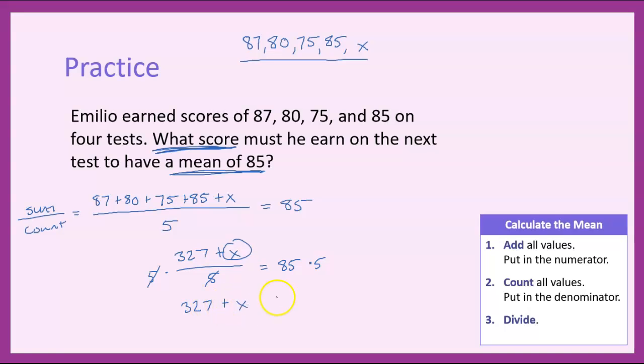327 plus x is what's left over here. 85 times 5, I'll do in my calculator. That is 425. Now we just need to subtract 327 from both sides. Subtract 327 as the inverse operation to add. And we get x equals, looks like this is 98. So Emilio will have to score quite high on this last test in order to bring the mean up to 85. He'll have to get a score of 98.